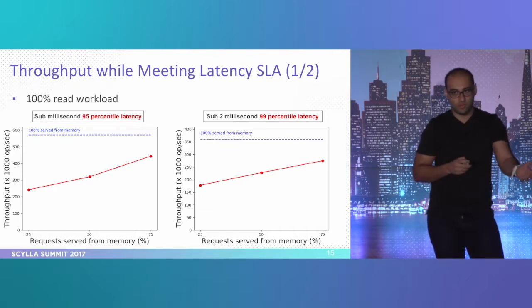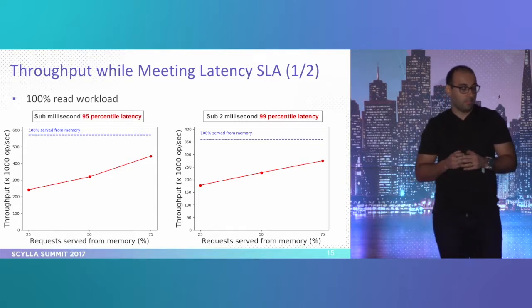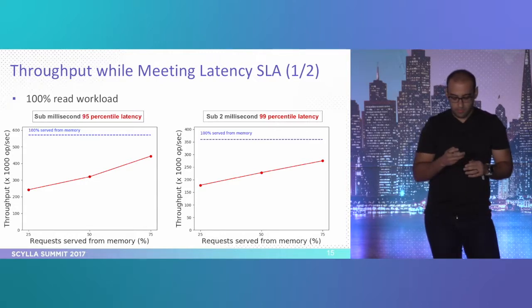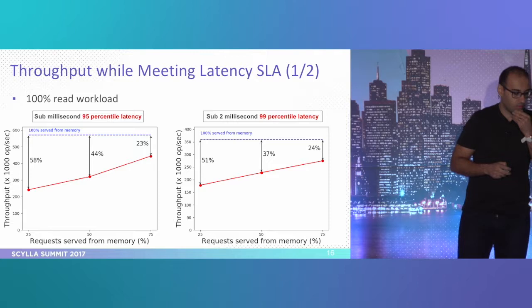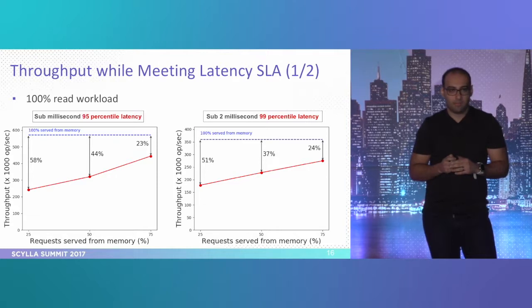What they share is both of them are 100% read. On the left side, we can see on the x-axis the percentage of the requests that are served from memory: 25% from memory, 50% from memory, 75% from memory, and then the rest from Z-SSD. And the y-axis shows the throughput in K ops per second. So if we draw the lines and see what the difference is between the two. First of all, the trend does make sense: when more requests are served from memory, there's that increasing trend. Then we can see the gap.